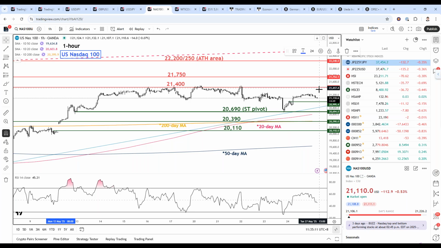The first resistance you have to surpass will be at 21,400 before exposing 21,750. So that's for the Nasdaq 100.